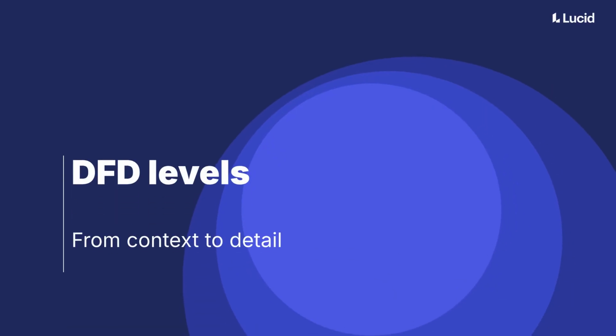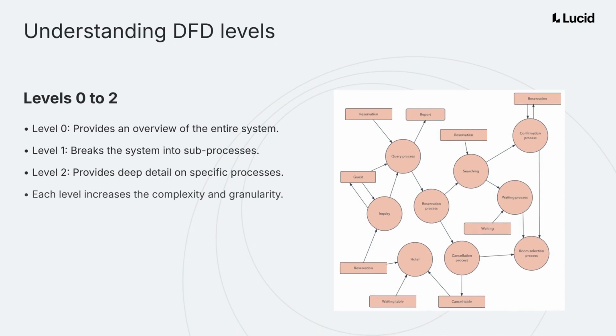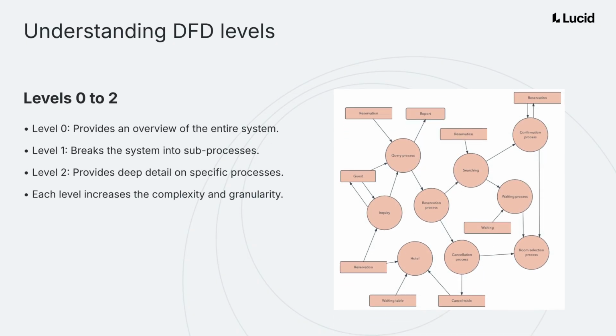Explaining DFD levels, context diagram, level 0, level 1, level 2, helps you organize complex systems into manageable layers of detail without overwhelming your audience. Level 0, or the context diagram, is your bird's eye view. Level 1 breaks that down into sub-processes, while level 2 dives into the fine details of the system's logic.